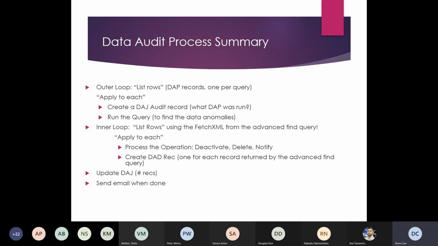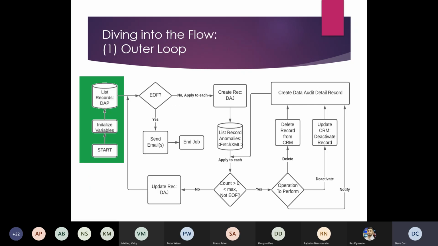So I pretty much just stated this, but we have an outer loop that loops through our DAP table to find the jobs to run. We have an inner loop that runs that fetch XML and applies to each row returned whatever operation we decided we wanted to do. And like I said, I like to audit things, so we update that audit log record and send me an email when done, so I'm sure everything's working as expected every morning when I come in.